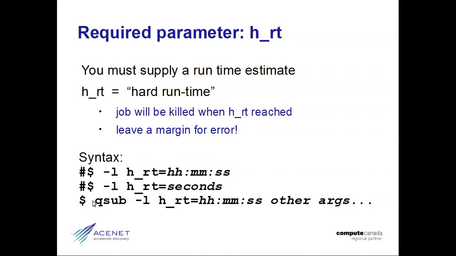The other thing that I'll point out with this slide is that there are two ways of specifying the hard limit on runtime. It's always with -l h_rt. But you can put it in the script, like I showed a couple slides earlier, with the dollar sign introducing the line, and then -l h_rt equals whatever. Or you can supply it as an option to the qsub command when you type the qsub command. So you can say qsub -l h_rt equals 1 hour, 0 minutes, 0 seconds, name of the script file, and whatever other arguments might be relevant.